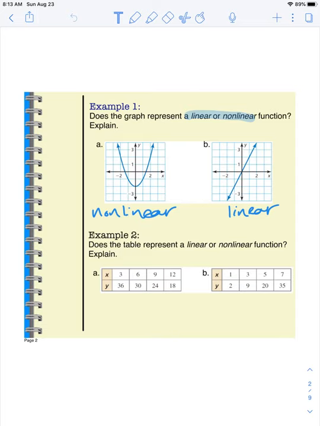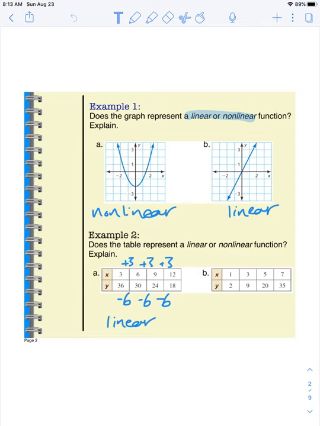So I look at my x values. How did we get from 3 to 6? We added 3, and that's also true for 6 to 9 and 9 to 12. And then how do we get from 36 to 30 in y? We went down 6. 30 to 24, we went down 6. 24 to 18, we went down 6. Notice that it's changing consistently. It has a constant rate of change. So part A is a linear function.